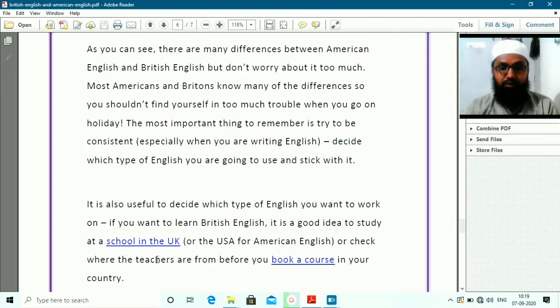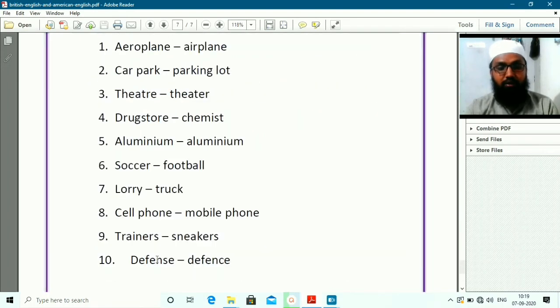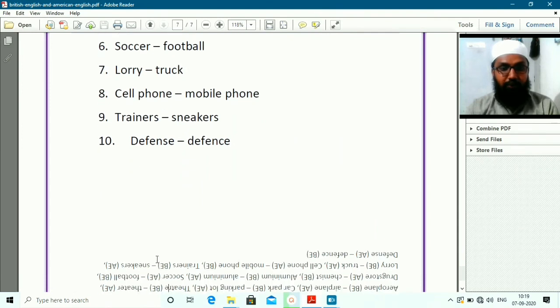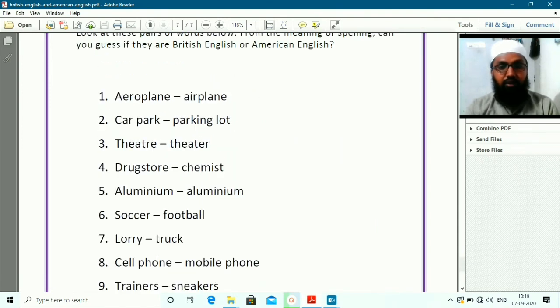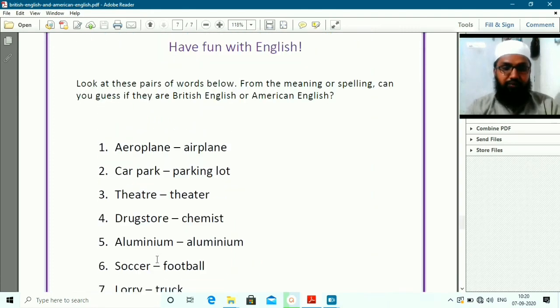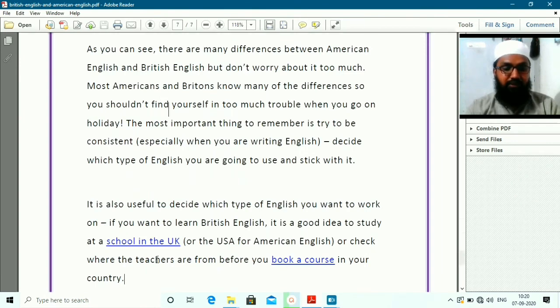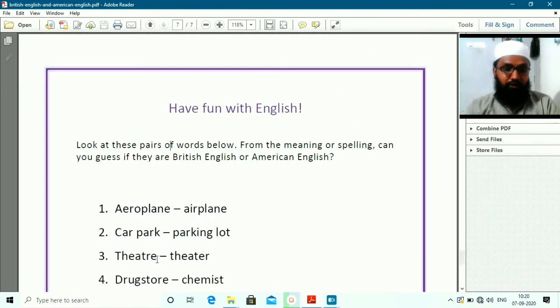It is also useful to decide which type of English you want to work on. If you want to learn British English, it is a good idea to study at a school in the UK, or the USA for American English, or check where the teachers are from before you book a course in your country. If you want to learn American English, it is better to choose schools or institutions from that place itself, instead of opting from India, from this place.